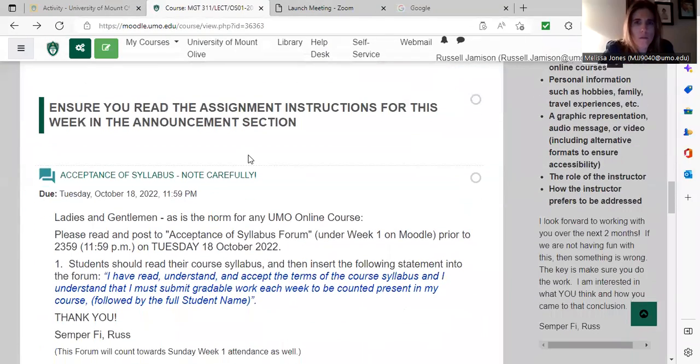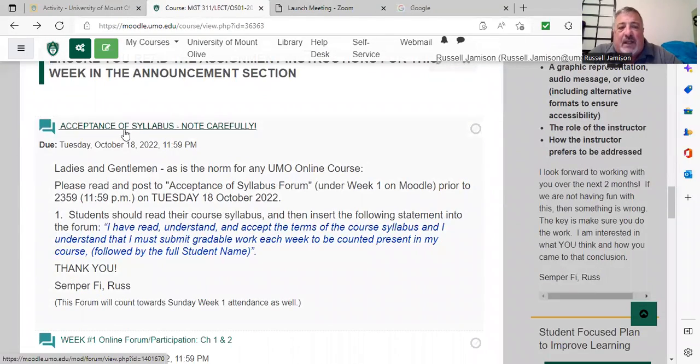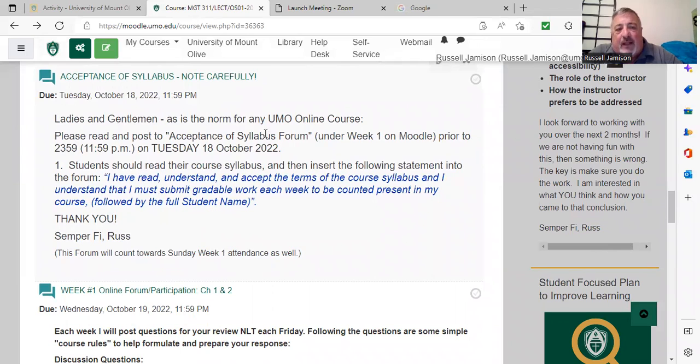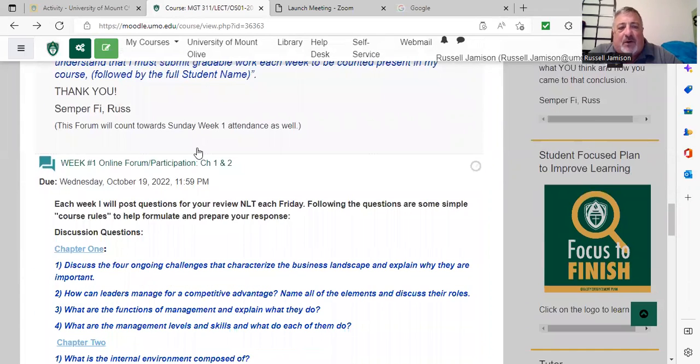So as you went into week one, you all found this. First thing again is I need everybody to accept the syllabus, and all you have to do is go in and read, understand, accept the terms of the syllabus. This is considered attendance, and once you've completed this, you will be marked as present for week one as well, even if you do nothing else. This is a University of Mount Olive requirement, and this helps them understand who is in fact here, and so we can start off the term right.